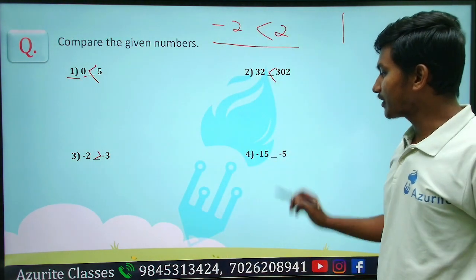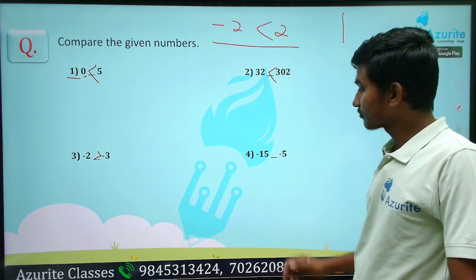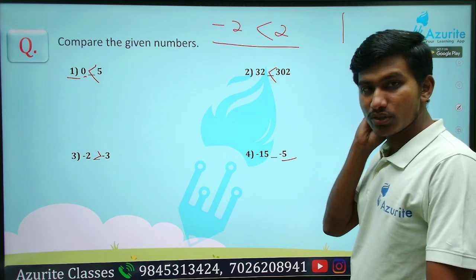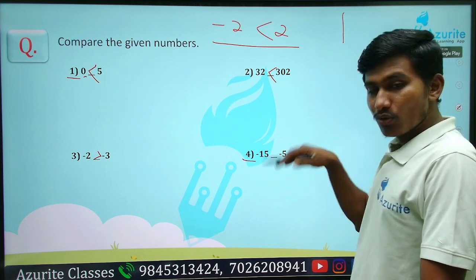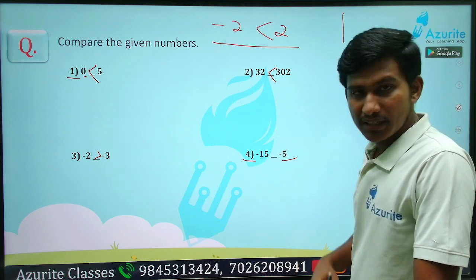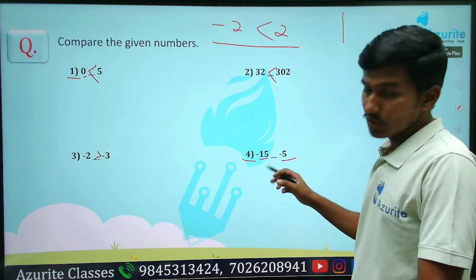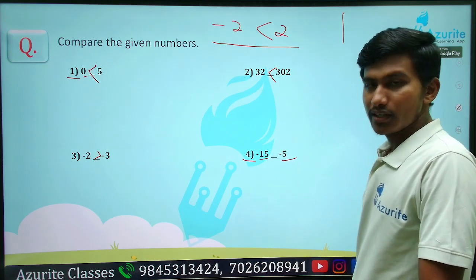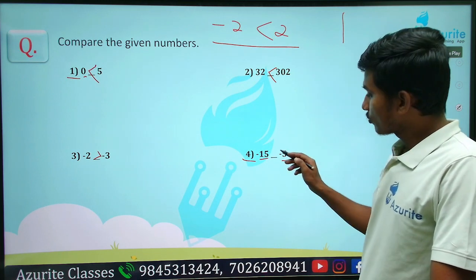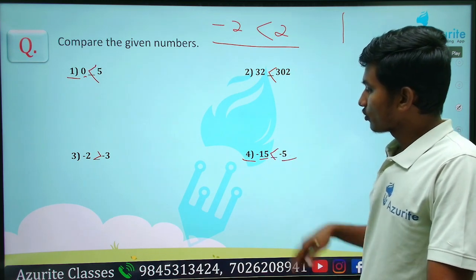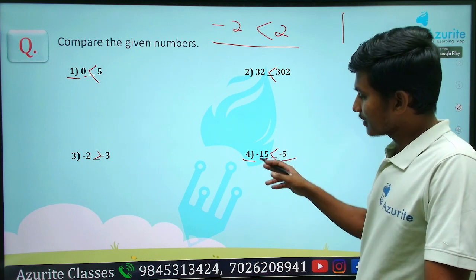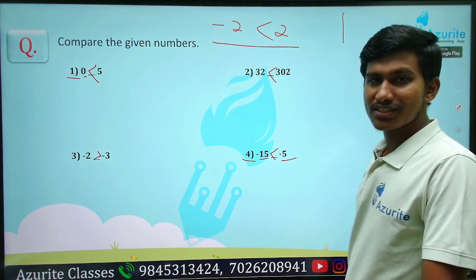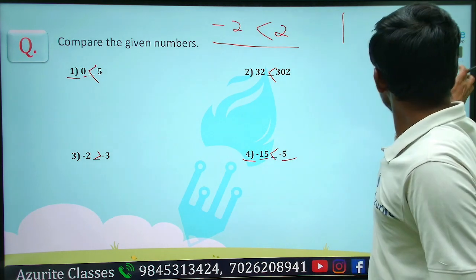Now here minus 15, minus 5. Which is greater? Minus 5 is greater, that is, the smaller number will be bigger. In the negative, the smaller one will be bigger, and if you take the absolute value, the bigger one will be smaller. So minus 5 is bigger here, start from that and come back to it. So minus 15 is lesser than minus 5. Will you be able to do these questions like this? Okay, good.